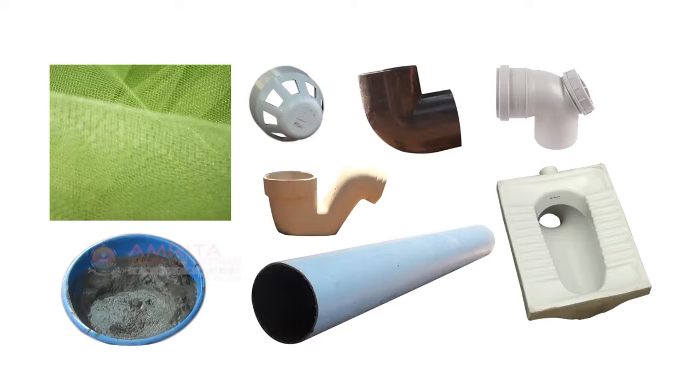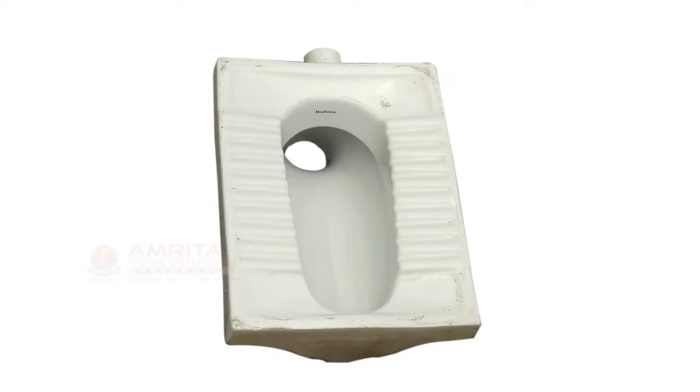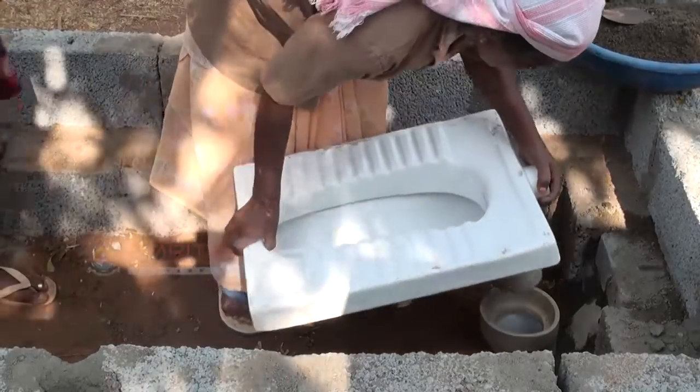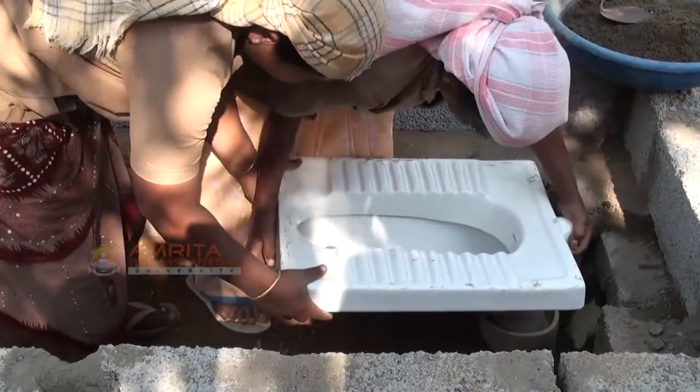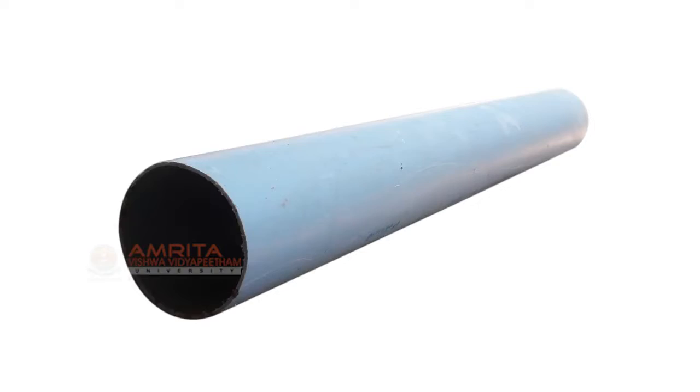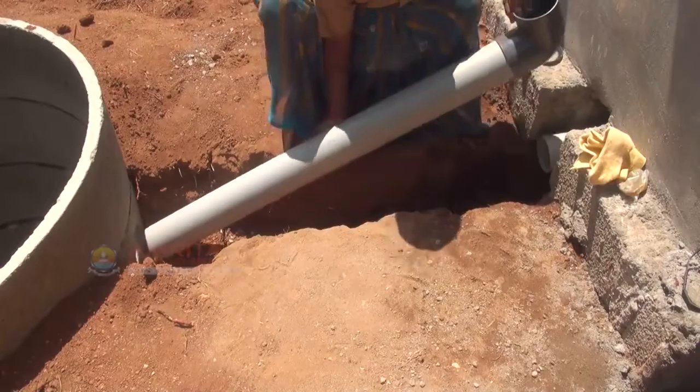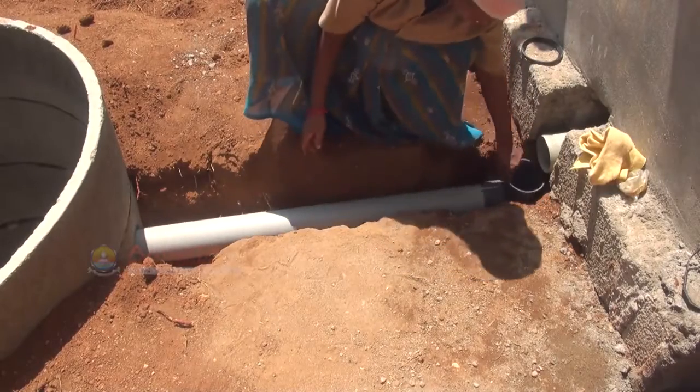Next, let's see the materials required in plumbing work. Indian water closet pan. The Indian water closet is the receptacle of the fecal matter. PVC pipe. The PVC pipe is used for installation of the drainage system.